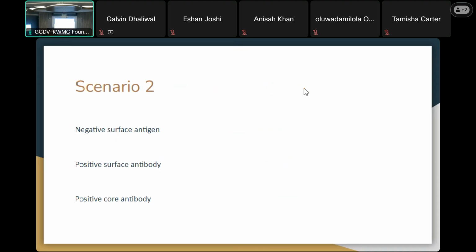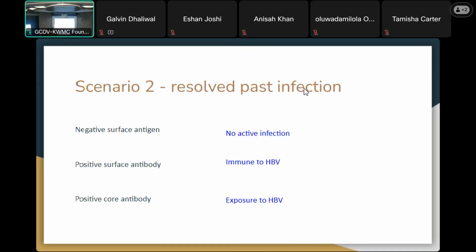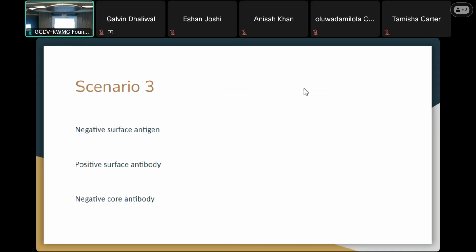Okay, next scenario is negative surface antigen, which means no active infection. Positive surface antibody, which means they're immune. That could be from vaccination, that could be from exposure. Positive core antibody, previous exposure, right? So no active infection, they're immune from prior exposure. Okay, those are the three tests that you need. That's it. Okay, next scenario, only positive surface antibody.